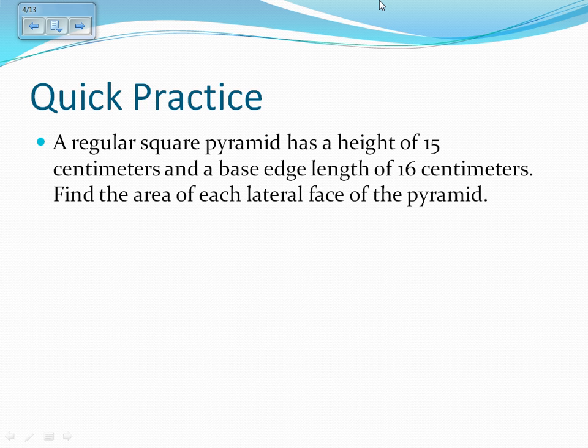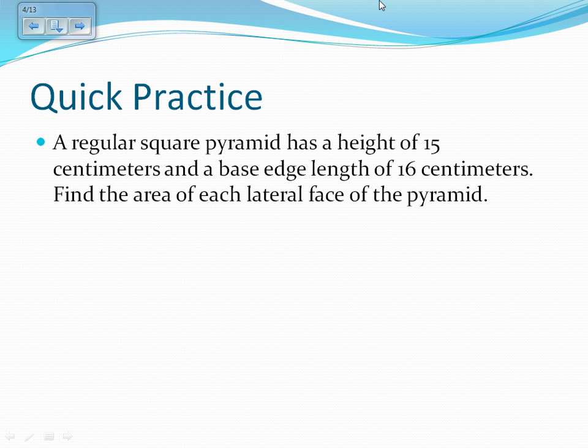A regular square pyramid has a height of 15 centimeters and a base edge length of 16 centimeters. Find the area of each lateral face of the pyramid. Whoa. All right. Let's just talk for a second. What does lateral face mean?